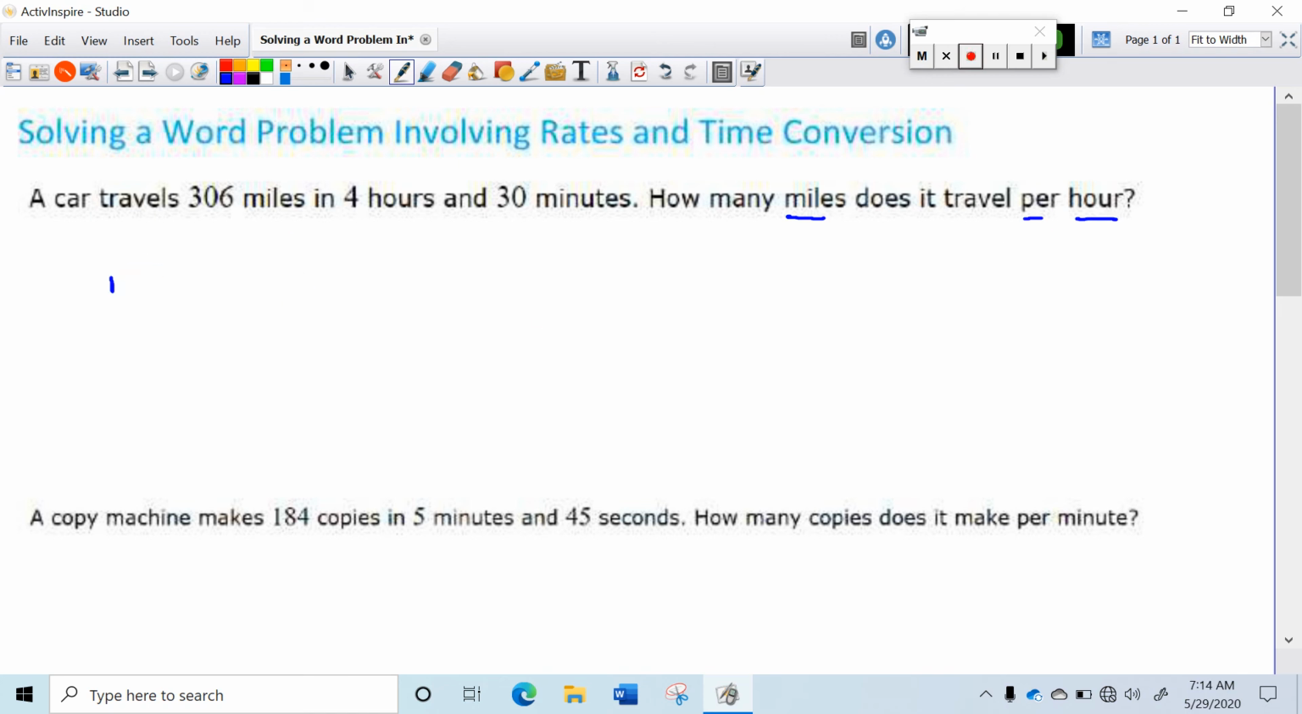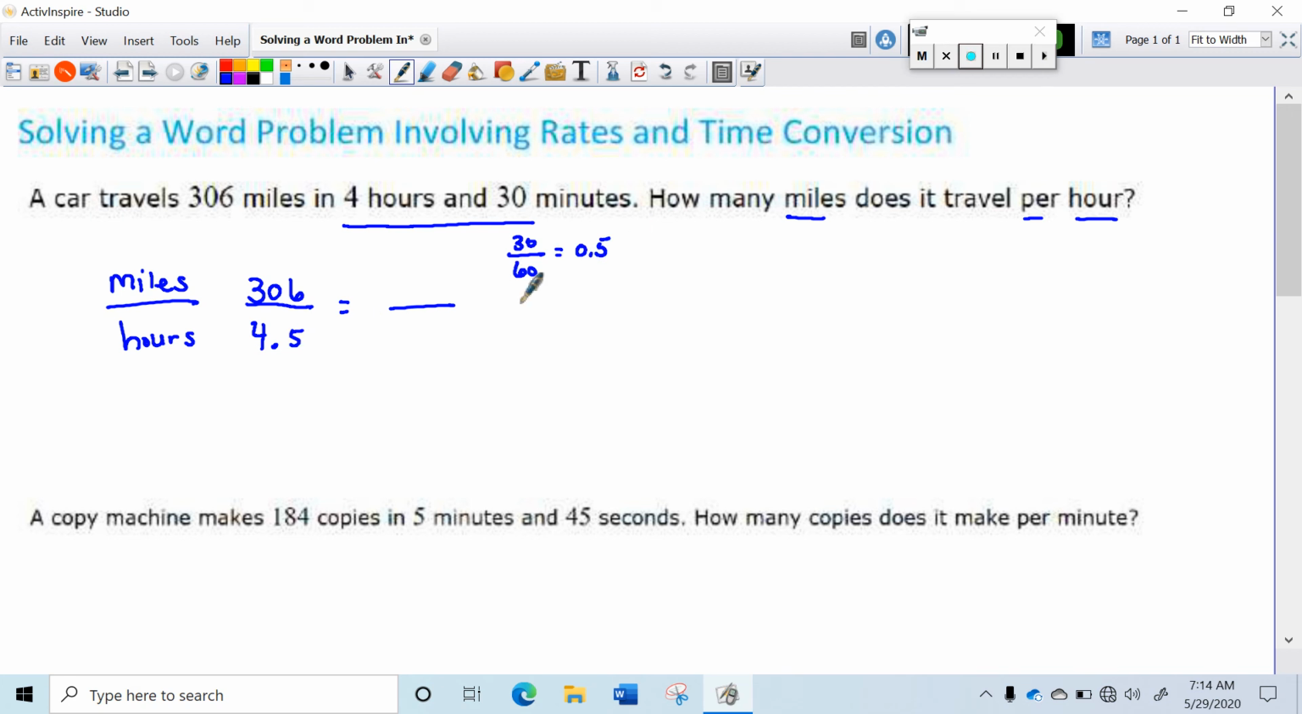So I'm going to make a fraction with miles in the numerator and hours in the denominator. I'm going to set up proportions, and the miles are going to go on the top, hours on the bottom. So 306 miles. Okay, 4 hours and 30 minutes. Well, the hours goes in front of the decimal point. Now for the minutes, you've got to figure out what part of an hour that is. So if you do 30 divided by 60, because there are 60 minutes in an hour, you get 0.5. So it's 4.5 that we're talking about.